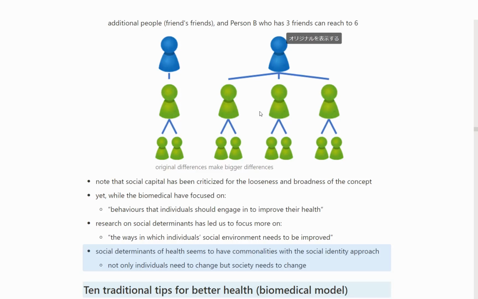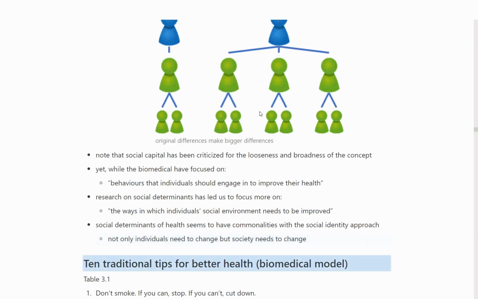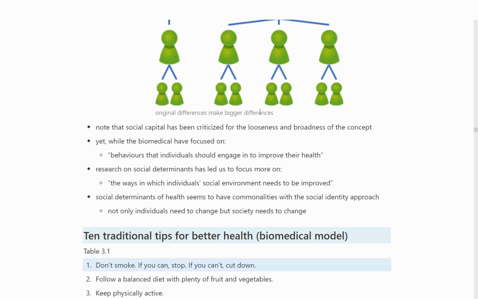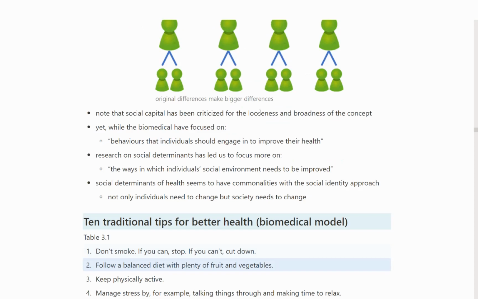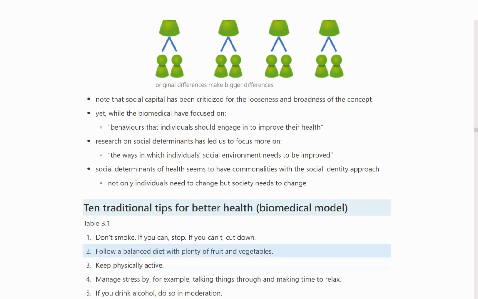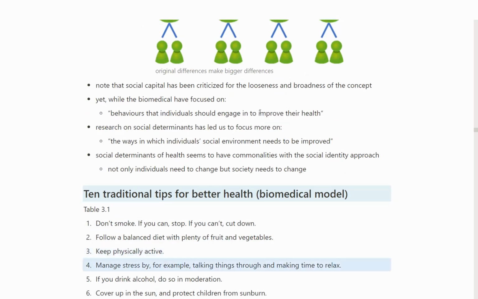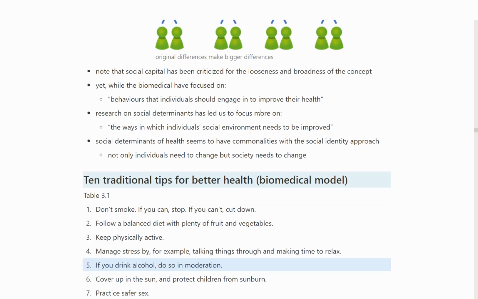To further illustrate what the traditional biomedical approach suggests to be healthy, there is a table in the textbook, and they give 10 tips for better health. One, don't smoke. If you can, stop. If you can't, cut down the number of cigarettes. Two, follow a balanced diet with plenty of fruit and vegetables. Three, keep physically active. Four, manage stress by talking things through and making time to relax. Five, if you drink alcohol, do so in moderation.